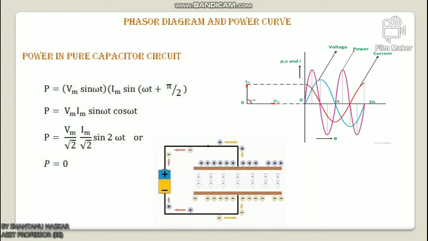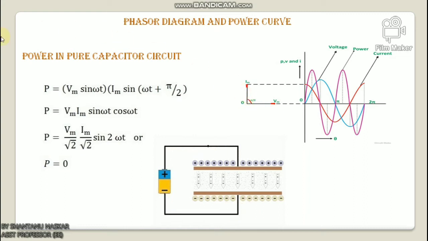So the values of voltage and current are not maximized at the same time because of the phase difference, as they are out of phase with each other by an angle of 90 degrees. So the phasor diagram, also shown in the waveform, indicates that the current Im leads the voltage Vm by an angle pi by 2.